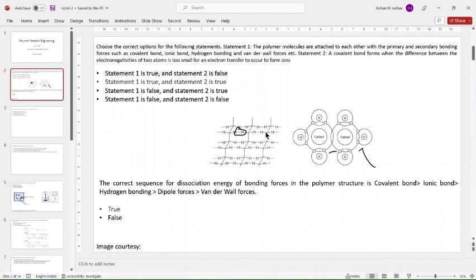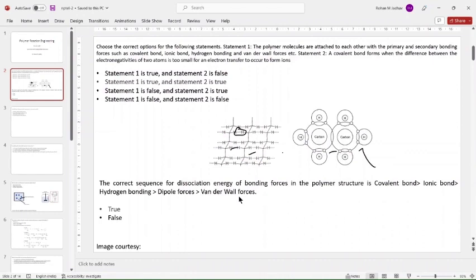Then the next question is: is the following sequence correct or not for dissociation energy? Covalent bond, ionic bond, hydrogen bonding, dipole forces, and van der Waals forces. Is it correct? You can see the arrow is pointing the other side. What do you think? Correct, sir.